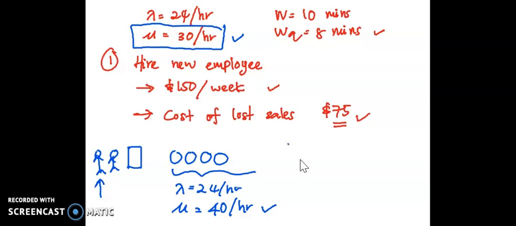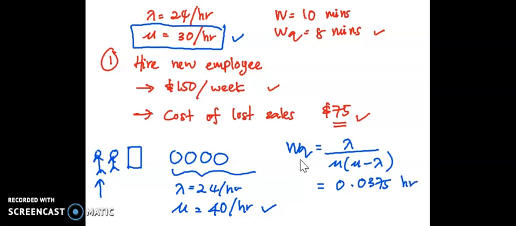Now we can calculate WQ. WQ for the single server model is lambda divided by mu times (mu minus lambda). Substituting into the formula, you have 0.0375 hours, and this is equivalent to 2.25 minutes.